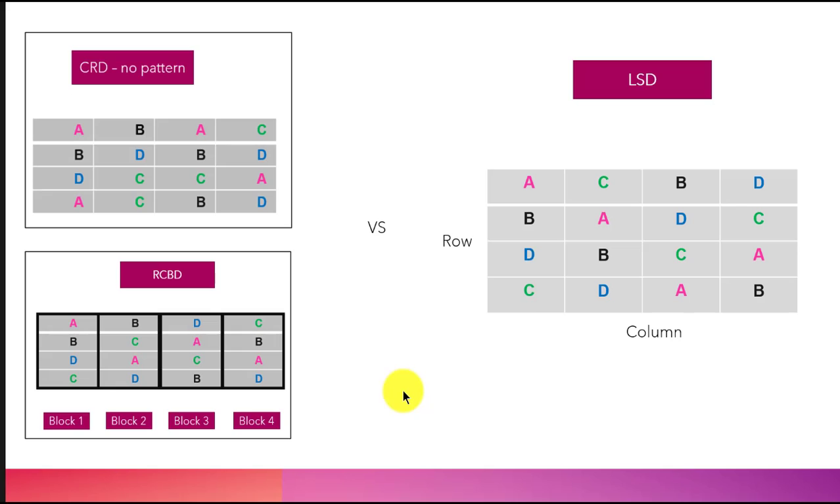Alright, let's get started. To understand Latin square design, you first have to understand what is CRD, that is completely randomized design, and what is RCBD, that is randomized complete block design.